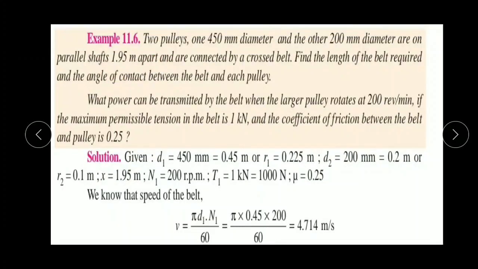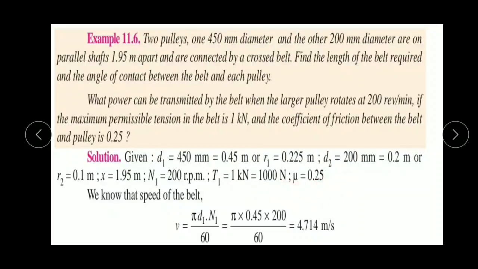And given that the speed of the pulley is 200 revolutions per minute, N1 equal to 200 rpm. Here the larger pulley we are taking with subscript 1, and for the smaller pulley subscript 2. So N1 is given as 200 rpm. And for the maximum permissible tension, the tension in the tight side is always more than the tension in the slack side. Therefore, the tension in the tight side, T1, equal to 1 kilonewton, which is equal to 1000 newton. And given that the coefficient of friction between belt and pulley is 0.25.